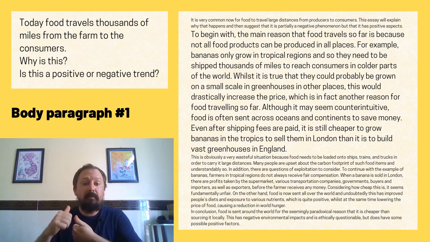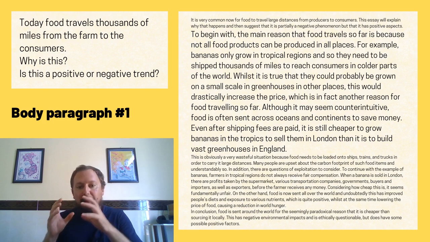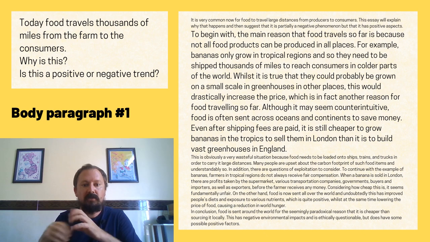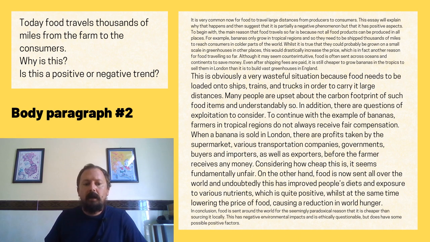So food can't be grown everywhere, and it's actually cheaper, in spite of seeming like it couldn't be, to send it far away. So I think this paragraph functions very well by giving two extremely good reasons to explain the situation. They're explained clearly, and I've used this example of bananas, which I used in the second sentence here, and then I referred back to in the last sentence.